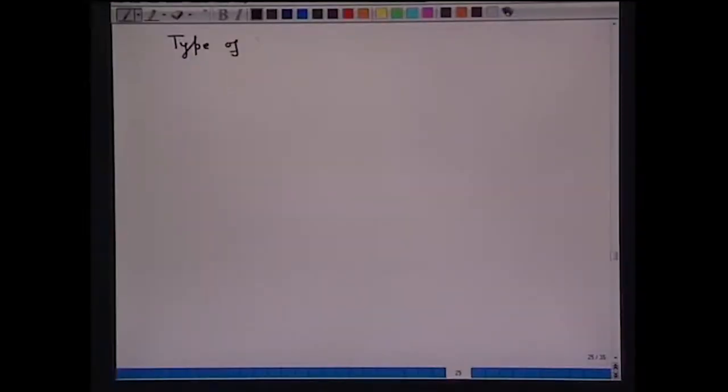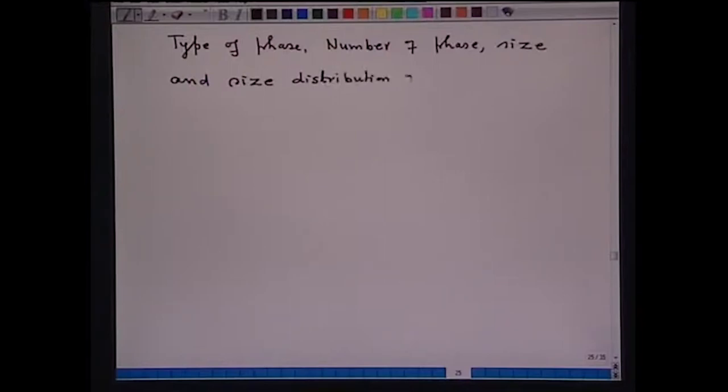The type of phase, number of phase, size and size distribution of phases, and morphology, they constitute the required property in a given material.